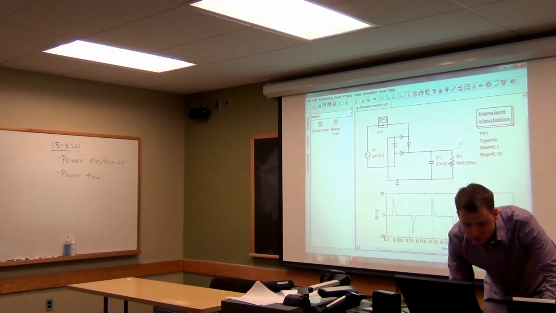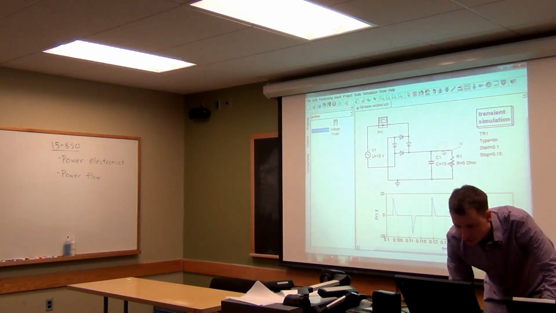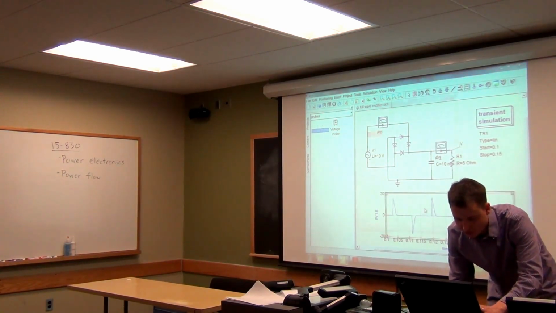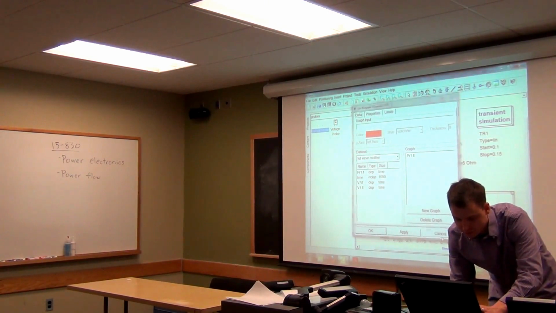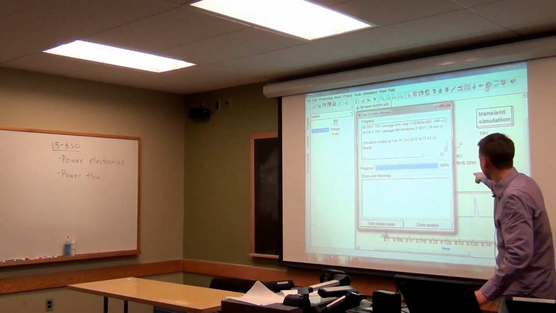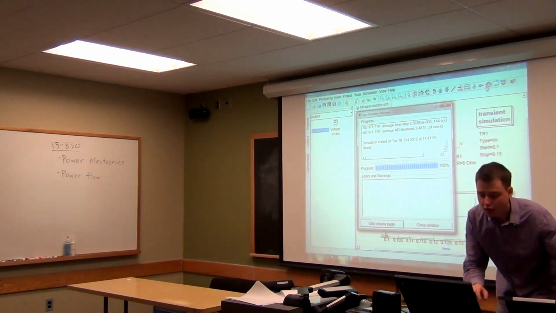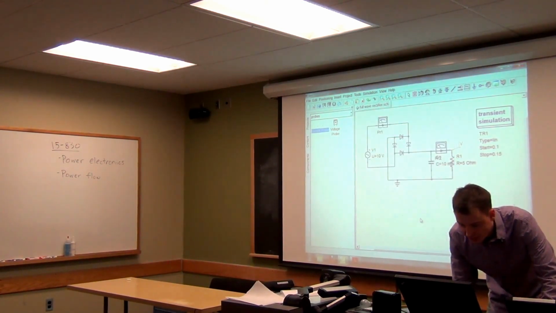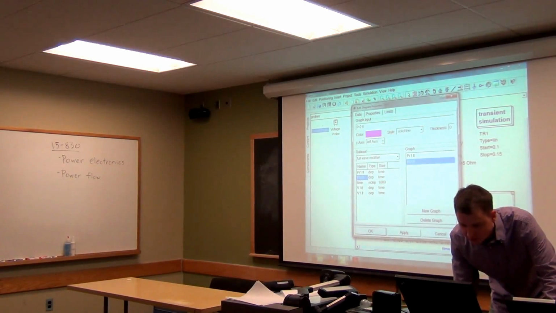Let's see, probes. Let's put in a current probe over here. See what this one looks like. So let's look at the current flowing through. Oh, let's simulate it first. Let's look at the current flowing through the actual resistor here. What that looks like will be this.